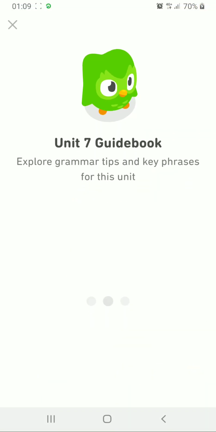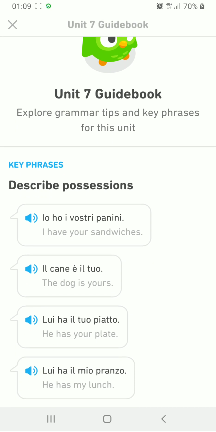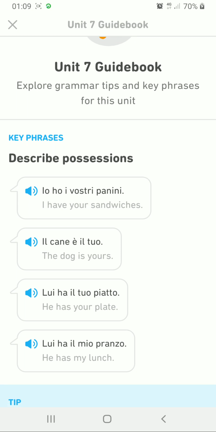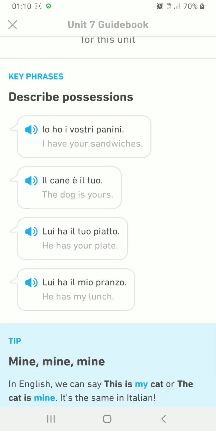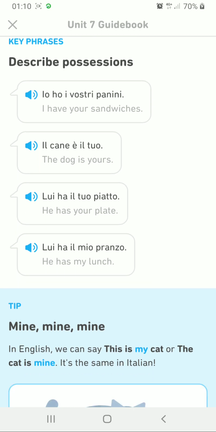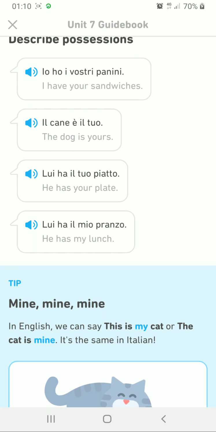We'll have a look at the guidebook as usual. So let's get started and explore grammar tips and key phrases for this unit. Key phrases to describe possessions: Io ho i vostri panini, so I have your sandwiches. Il cane è il tuo, the dog is yours. Lui ha il tuo piatto, he has your plate. Lui ha il mio pranzo. What does pranzo mean? It means lunch.